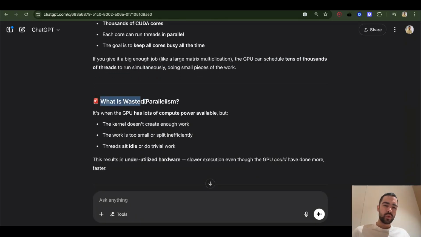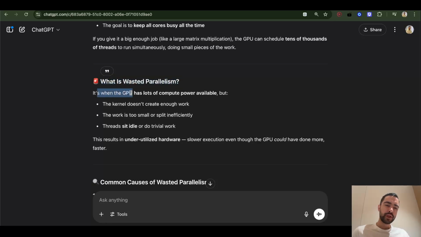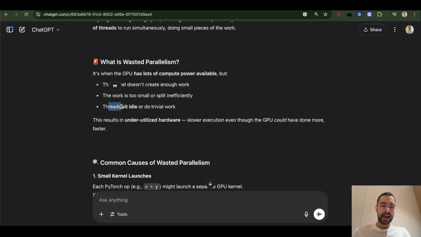So what is wasted parallelism? It's when the GPU has lots of compute power available, but the kernel doesn't create enough work. So we had a simple kernel, just a simple matrix multiply or simple element-wise multiply. The work is too small or split inefficiently. Threads sit idle or do trivial work. This results in underutilized hardware and slower execution, even though the GPU could have done more and faster. So that's wasted parallelism, or wasted GPU resources on too simple or inefficient tasks.